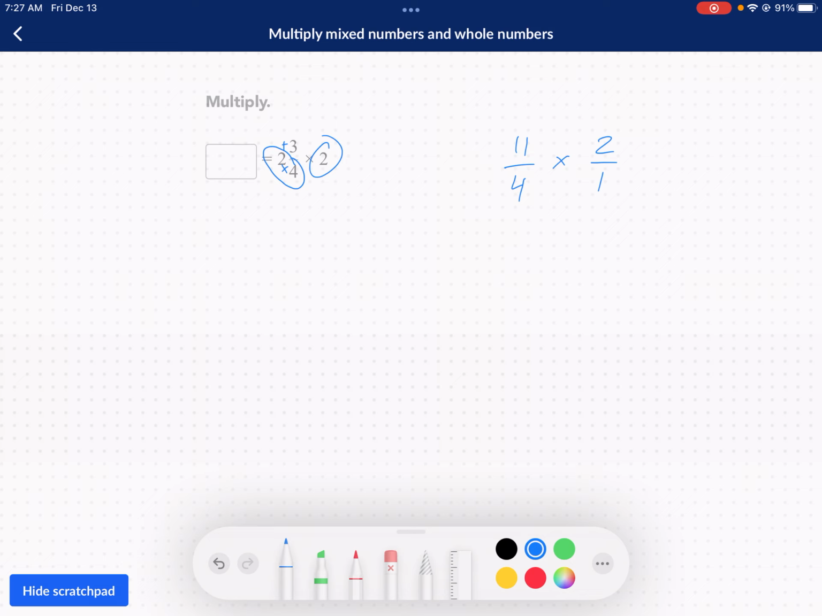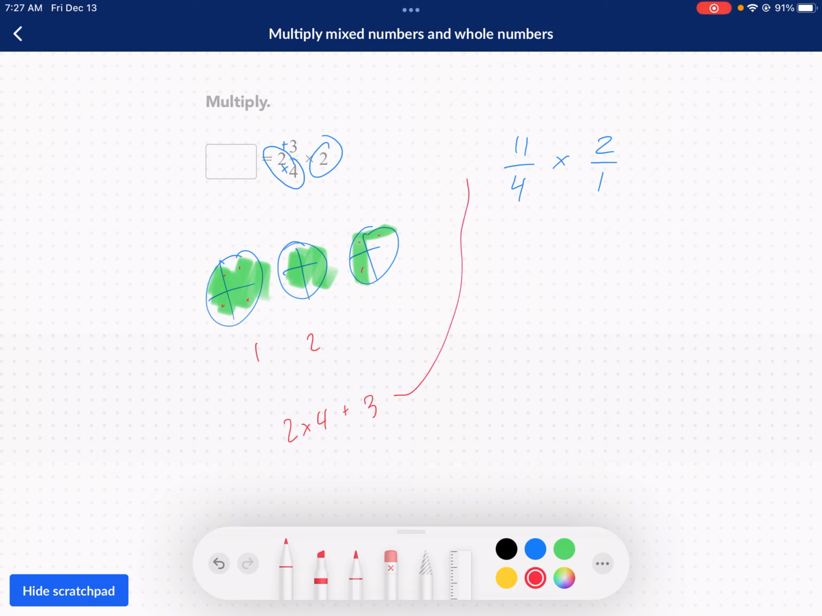Okay, so then just as a quick reminder, if I have 2 wholes, and these are all filled in, those 3. So I have 1, 2. That's 2 times 4. 2 wholes times 4 in each one, plus the 3 that are left over. That's where I got that 11 from. Okay, so that's where that came from, and then 2 over 1. I think you guys understand that.